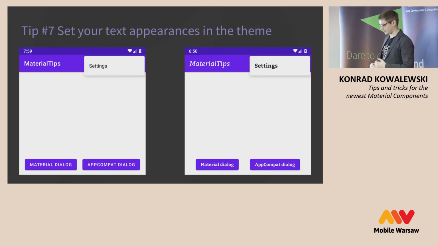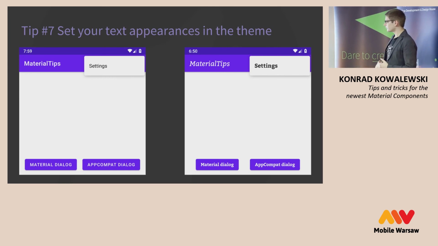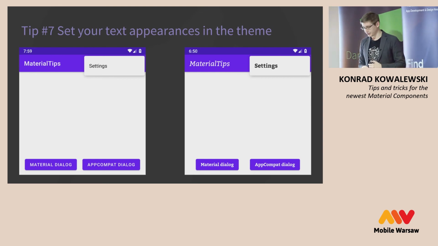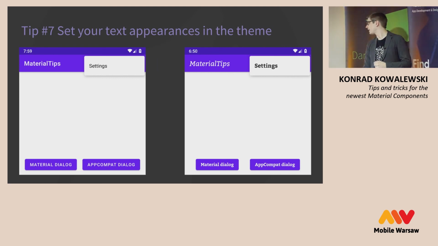Okay, but if you set your text appearances this way and just use them in your layouts, then you can see on the left, it won't be picked up by the framework in all of those places. So the title bar, the settings, and also the buttons just wouldn't pick up the text appearances you've created. And you can be more clever than that. So how to do that? You can do the thing that is displayed on the right.